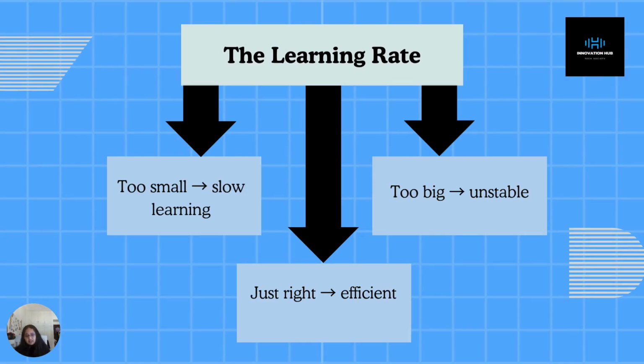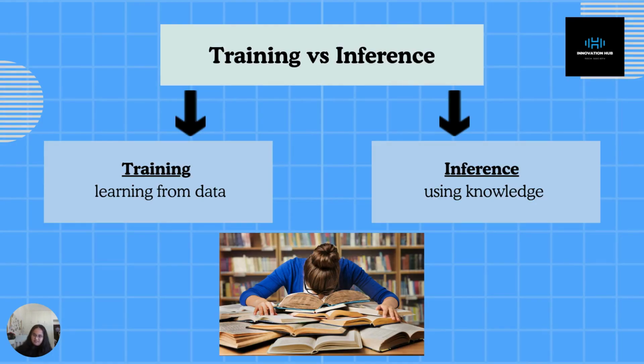Now, machine learning operates in two main phases. The first phase is training. Training is the process where the model learns from data by adjusting its parameters. And the second phase is inference. Inference is when the trained model is used to make predictions on new data. So, training is where learning happens, and inference is where that learning is applied. A simple analogy is studying and taking an exam. Training is studying, and inference is applying what you have learned to solve new problems.